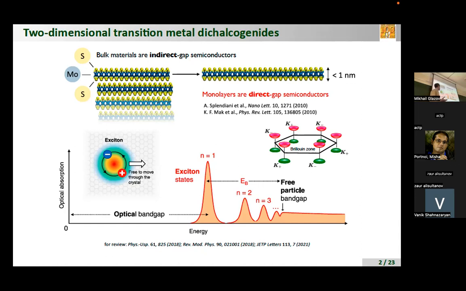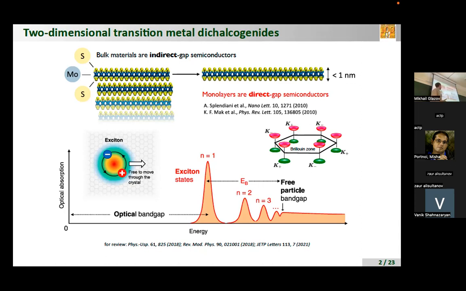The binding energy of excitons is huge. Typically the binding energy of the ground exciton state is hundreds of milli-electron volts or more, which makes these quasi-particles quite robust. So you can study exciton physics and even exciton transport at room temperature.